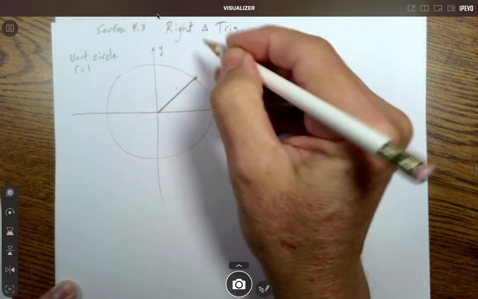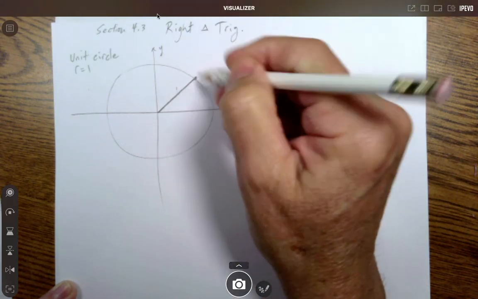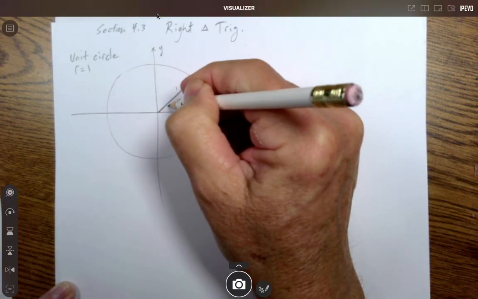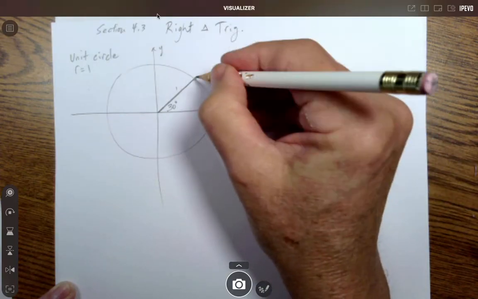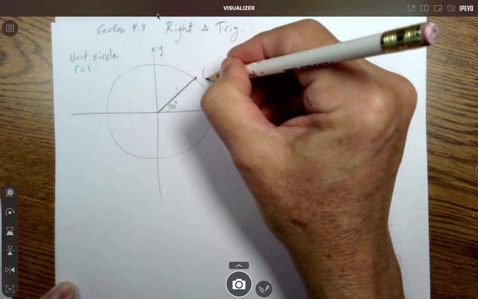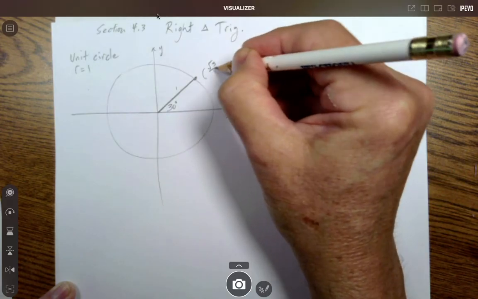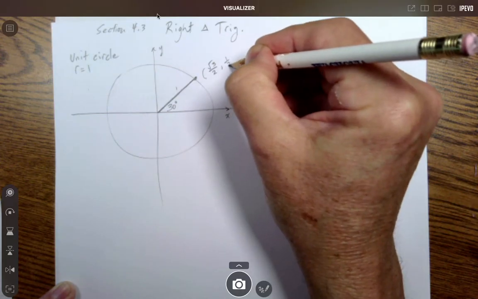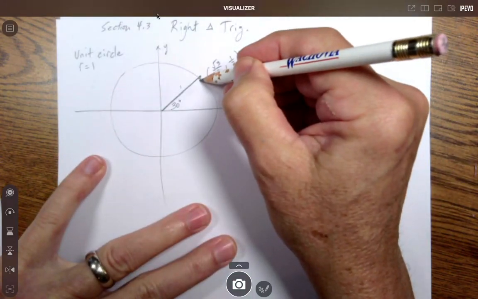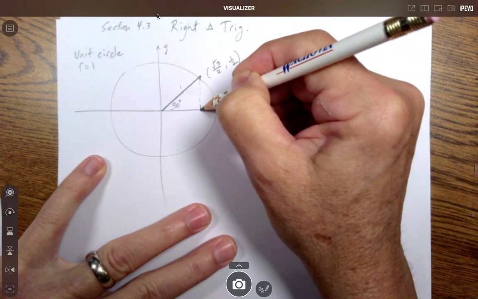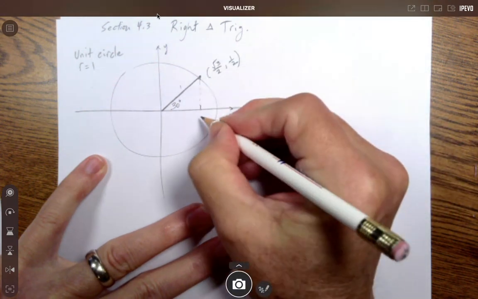And that coordinate depends on the angle that you have on the circle. So let's say this angle is 30 degrees, which is the same as pi over 6. Then that coordinate is going to be square root of 3 over 2, 1/2. Right, so that means that if you drop this down to here, it'll hit the x-axis at this number, square root of 3 over 2.